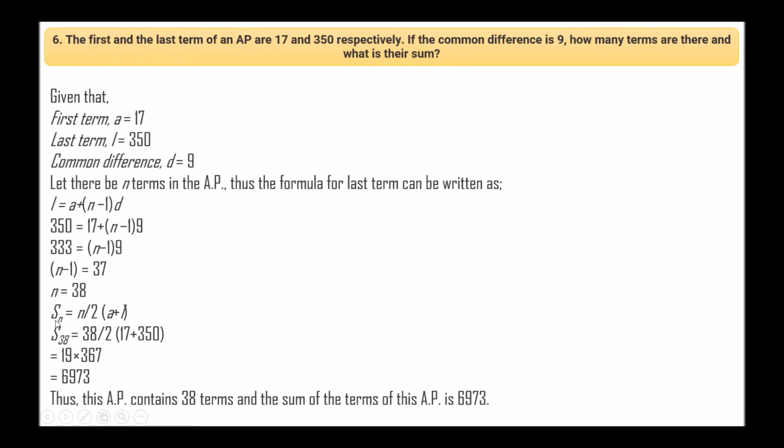Then we will put in the formula of Sn. So we will get 19 into 367, that is 6973. This AP contains 38 terms and the sum of the terms of this AP is 6973.